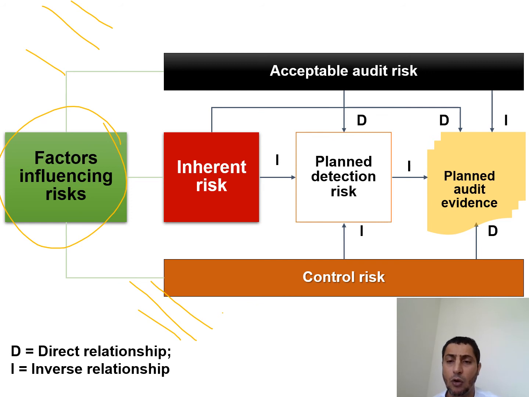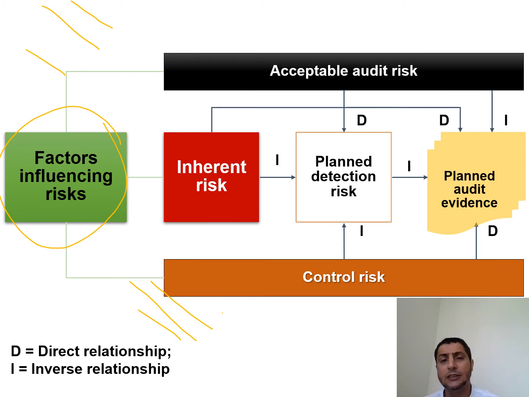So the volume of evidence will be more if the inherent risk and control risk is high. But if the assessment of the inherent risk and control risk is low, then the planned audit evidence, or the volume of audit evidence, will be low. Whereby acceptable audit risk has an inverse relationship with the planned audit evidence.